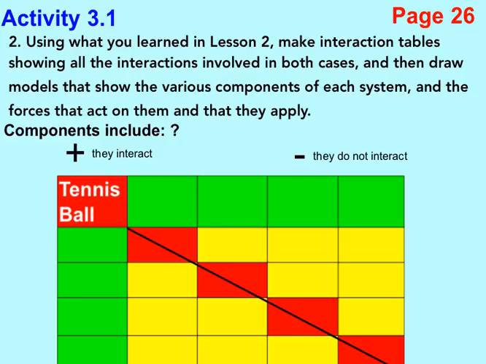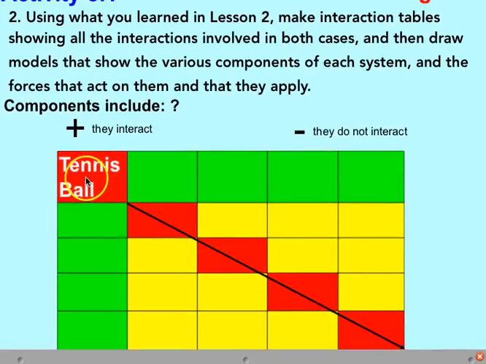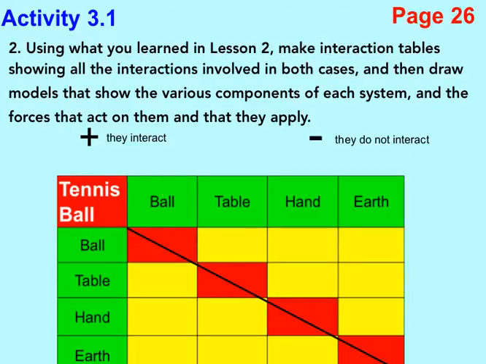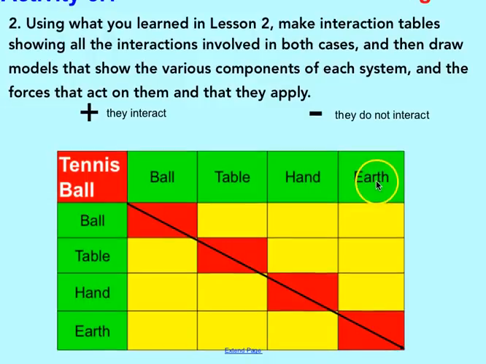So you're going to create 2 interaction tables. Now remember, this is what an interaction table looks like. So this would be for the tennis ball. So what you'd have to do is up here, you'd have to label each component of the one with the tennis ball, the one where I tapped it. So let me help you out. You had the ball, you had the table, I tapped it with my hand. Remember, the earth is going to represent gravity. So what I need you to do is create one of these on page 26. Now make it small enough because you're going to have to put another one on there for the marble.